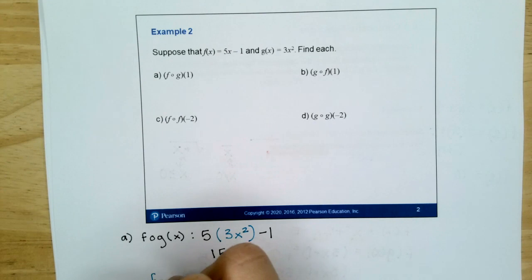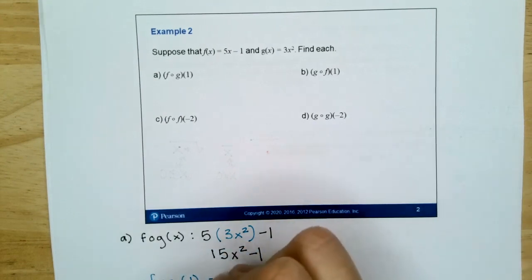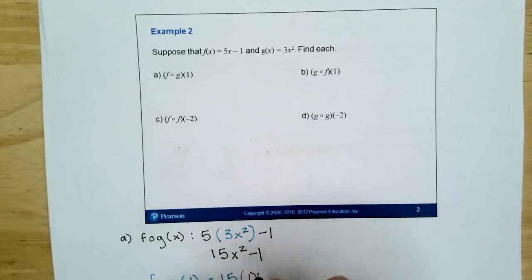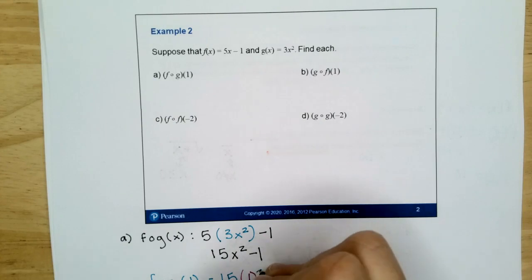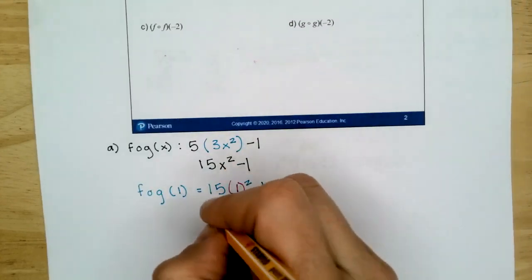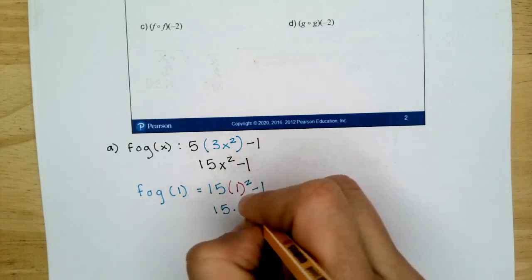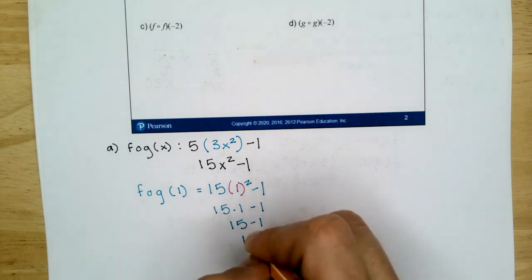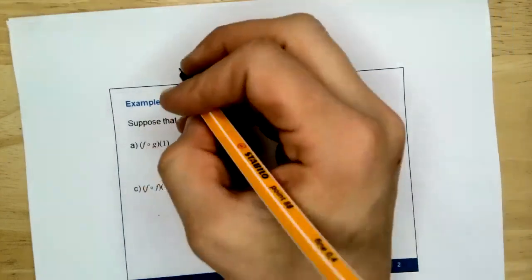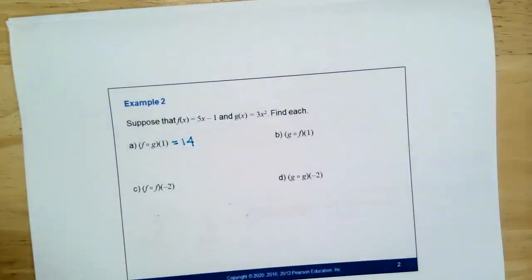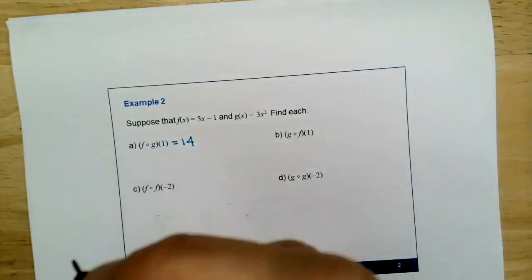So f of g of 1 is 15 times 1 squared minus 1. Oh, sorry, you couldn't see that. 1 squared is just 1, so that's 15 times 1 minus 1. 15 times 1 is 15, minus 1 is 14. So this is 14. Good? And then I said, or you can work backwards.